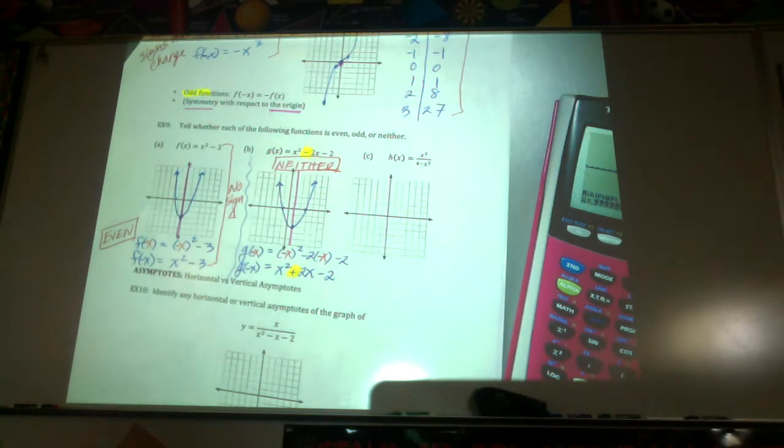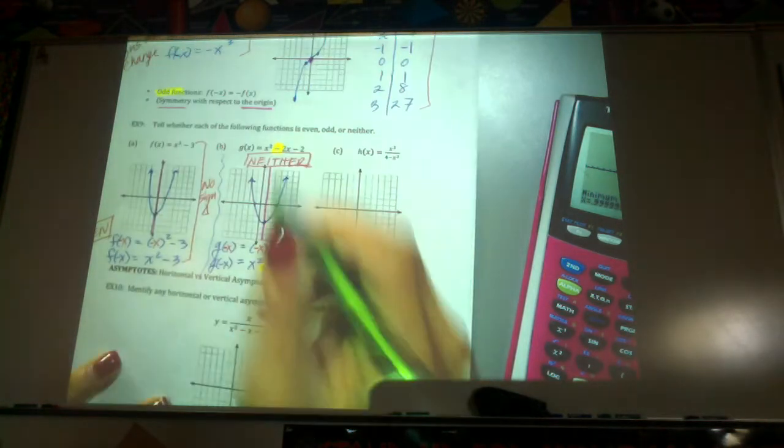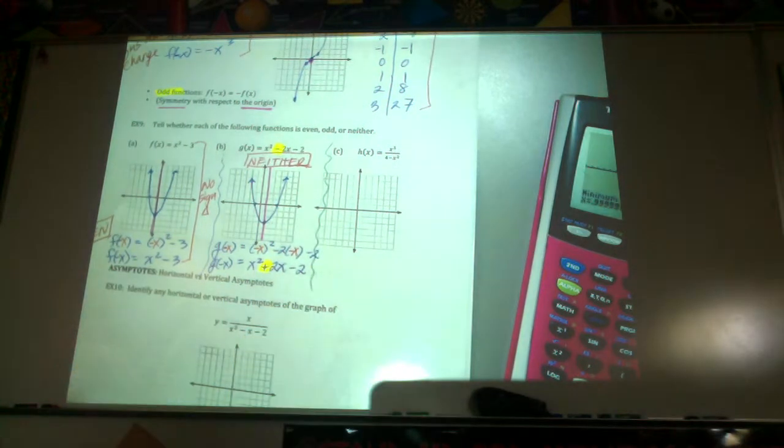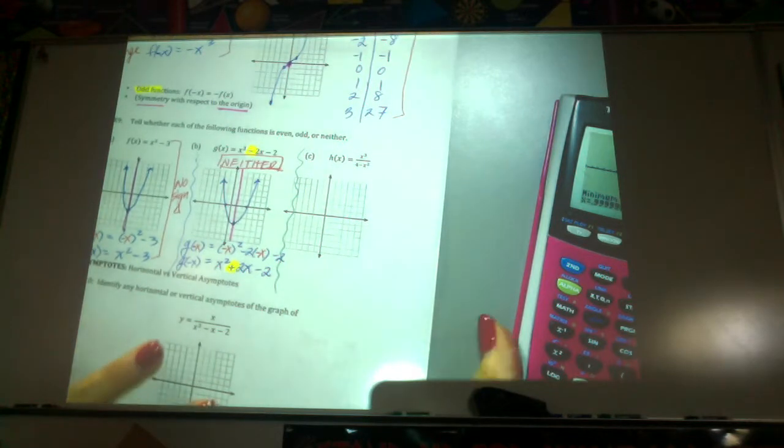All right, so let's look at the last one. The last one is one that you will definitely run across if you haven't done your homework yet, which you shouldn't have for this section, this part of it. The fractions can cause some issues. So let's look at this particular fraction. Before I even start, I know that there's restrictions on my domain. Why?